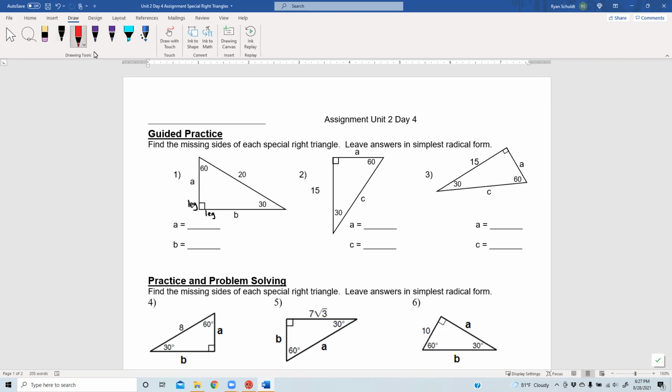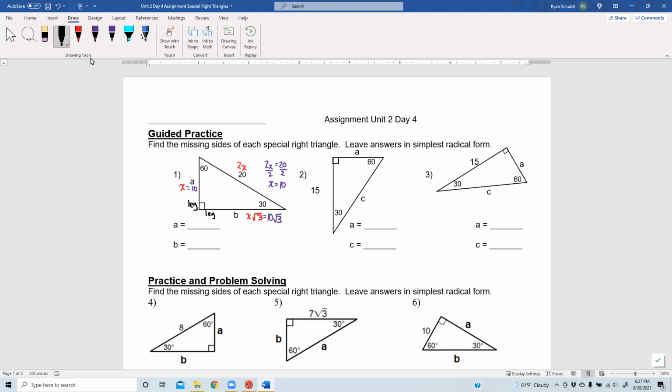Now, the short leg is x. The long leg is x square roots of 3. And the hypotenuse is 2x. I think we got us a little equation right here. 2x equals 20. Well, divide by 2, and what do you get for x? x is 10. So anywhere I see an x, I can write a 10. x square roots of 3 is 10 square roots of 3.